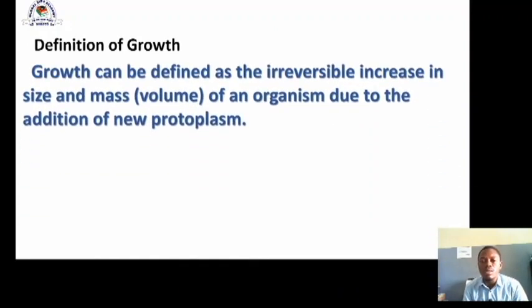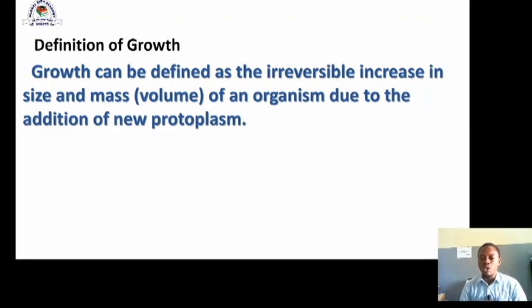Let's look at the definition of this term growth. Growth can be defined as the irreversible increase in size and mass, which we term volume, of an organism due to the addition of new protoplasm.